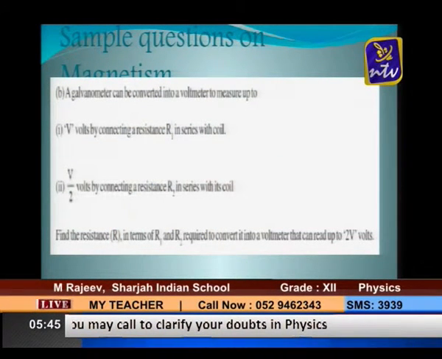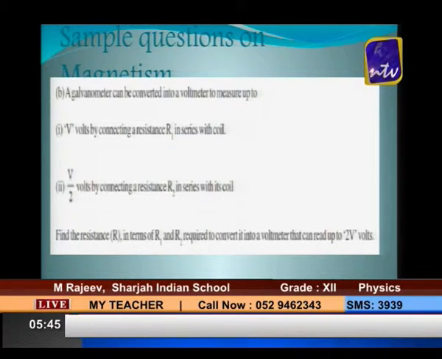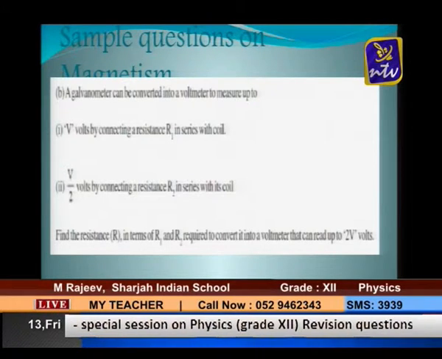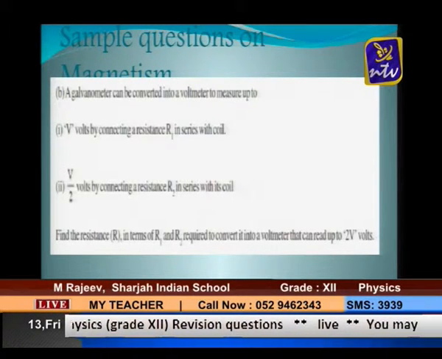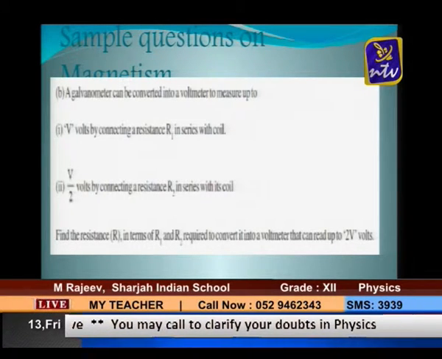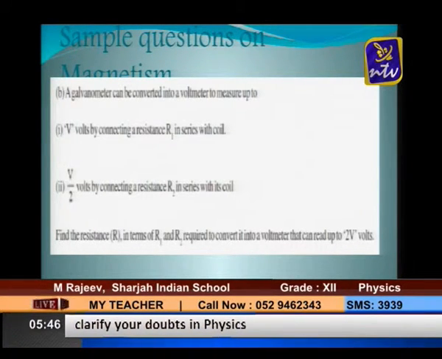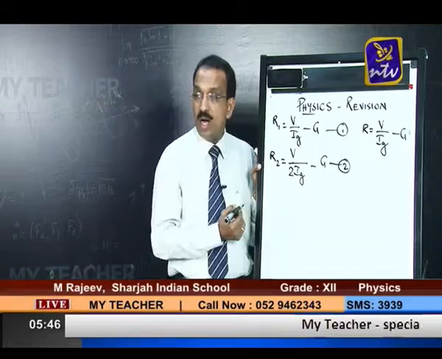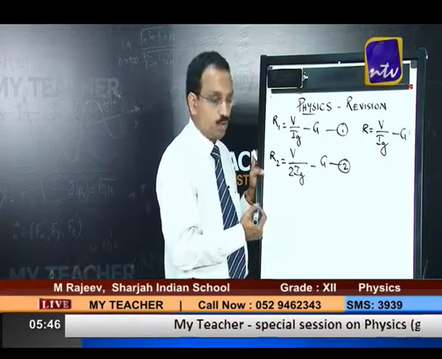A galvanometer can be converted into a voltmeter which can measure up to V volts by connecting a resistance R1 in series with the coil, and V by 2 volts by connecting resistance R2 in series with the coil. Find the resistance R in terms of R1 and R2 required to convert it into a voltmeter that can read up to 2V volts. Alright, now you look at the board. Okay, R in terms of R1 and R2.